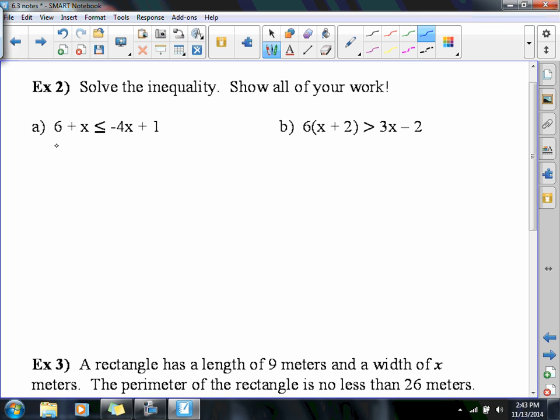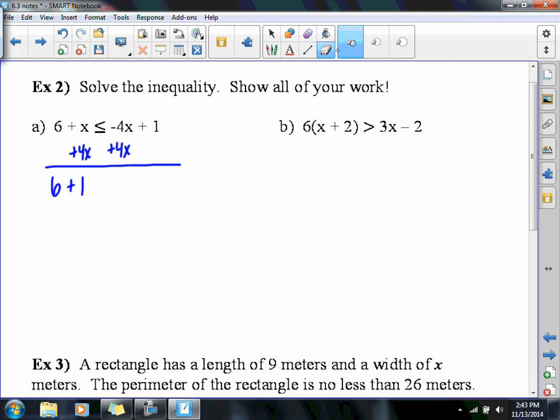So I'm going to look at my left side. I don't have any like terms to combine. And on my right side, I don't have any like terms to combine. So now I have to get all my x's on one side and all my numbers on the other. Now, for inequalities, we like to get all of the variables on the left. So I'm going to add the 4x over to the other side. So that way, my variables are automatically going to be on the left side. That way I don't have to switch my inequality around as I get to the end of the problem.